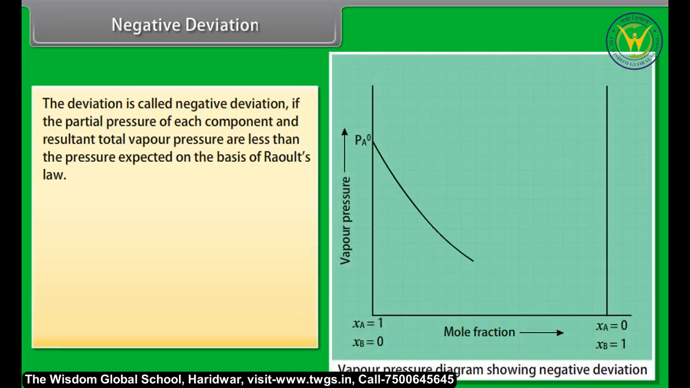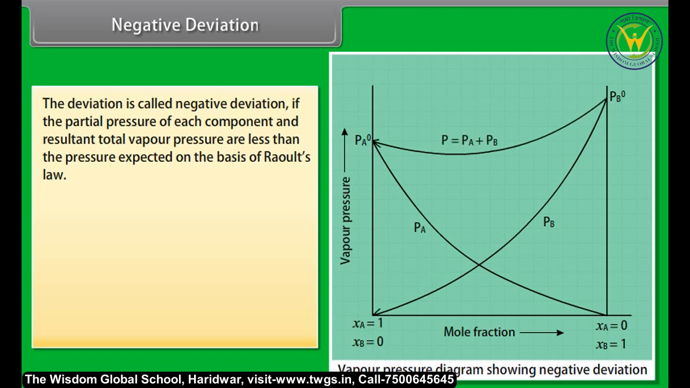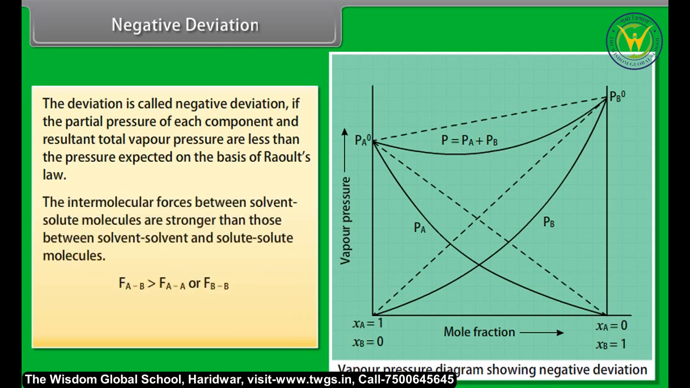Negative deviation. The deviation is called negative deviation if the partial pressure of each component and the resultant total vapor pressure are less than the pressure expected on the basis of Raoult's law. For example, the solution of water-nitric acid and chloroform-acetone shows negative deviation. The intermolecular forces between solvent-solute molecules are stronger than those between solvent-solvent and solute-solute molecules. This shows that the vapor pressure of the solution will be lower.